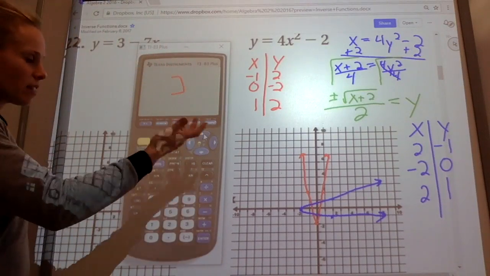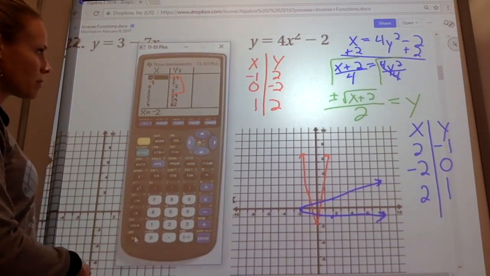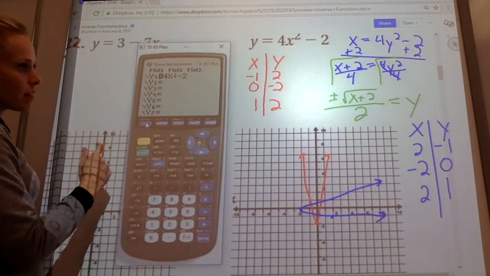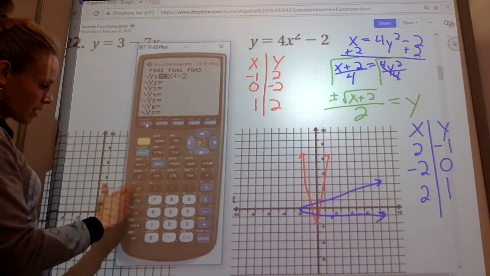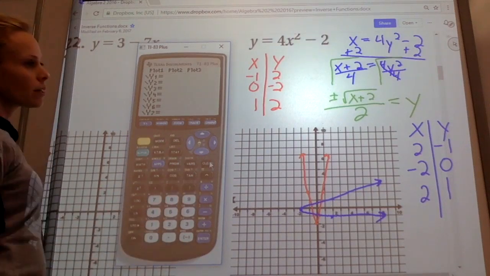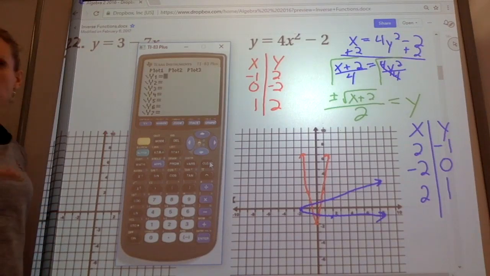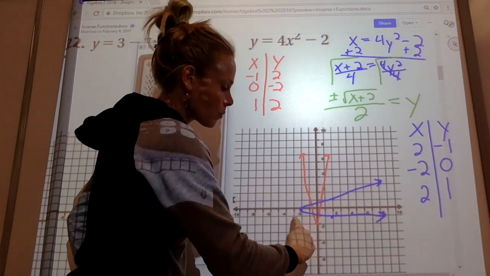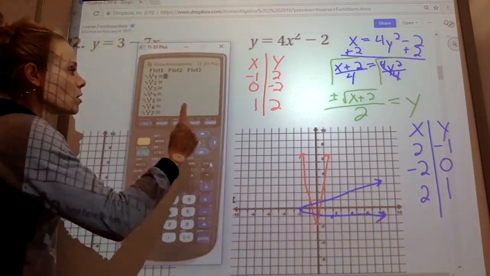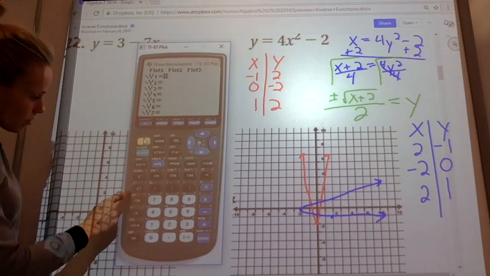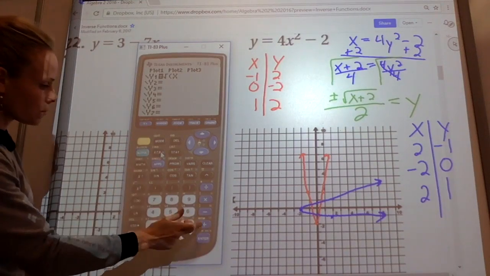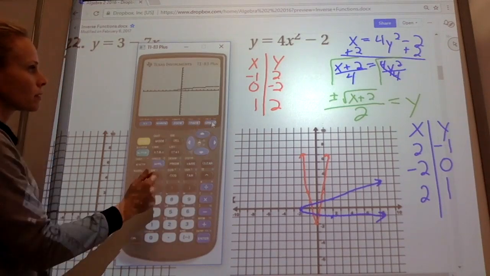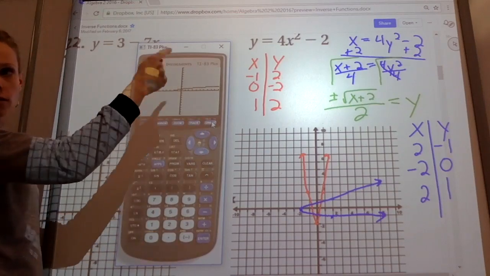One way you can check yourself on that, if you wanted to check yourself, maybe to see if that's correct. If you graph it in y equals, what's going to happen is that you are only going to get the radical function part. That means you're only going to get this top part. The graphing calculator won't do the bottom part. Okay? So you can just do that top part, square root of x plus 2 divide by 2. And see how you only have the top part, the radical function part?